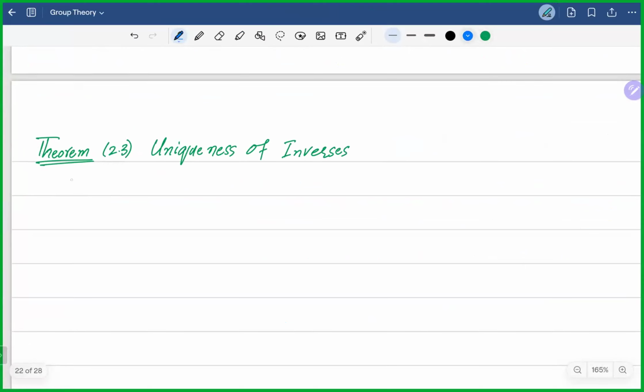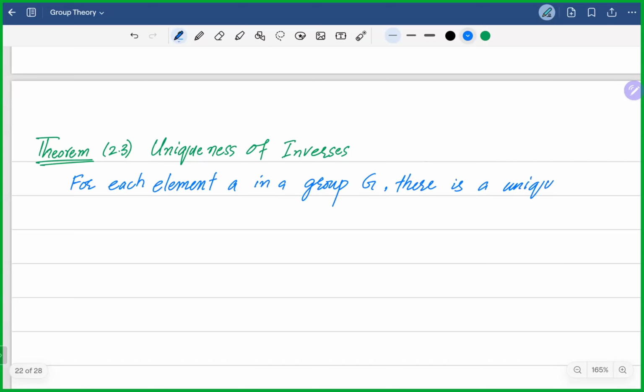The statement says for each element A in a group G, there is a unique element B in G such that AB equals BA equals E.